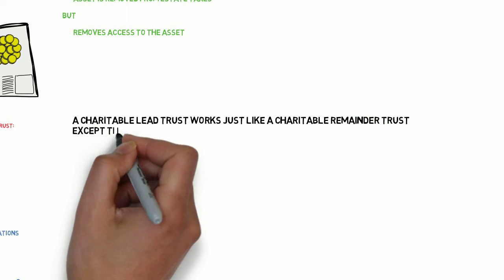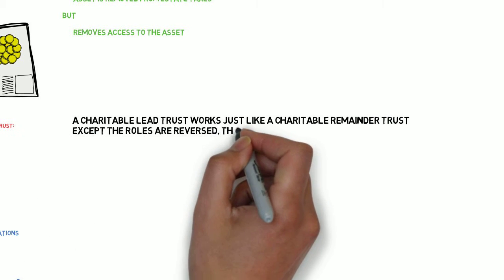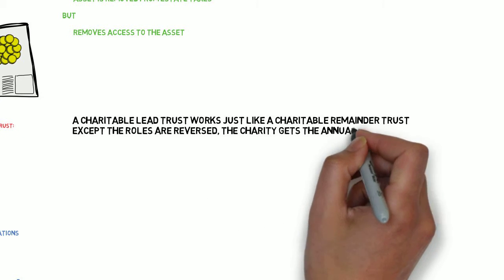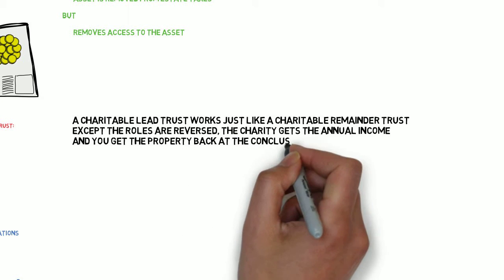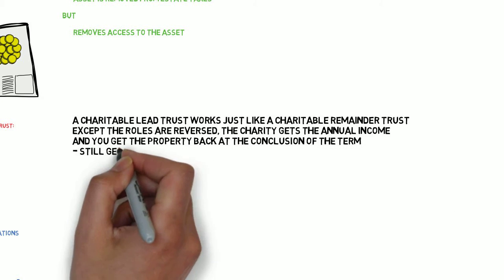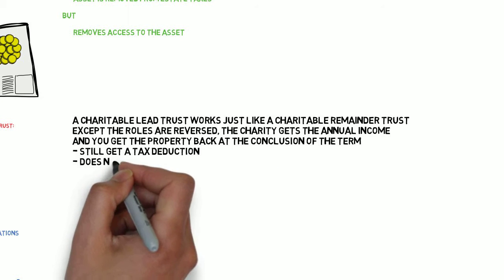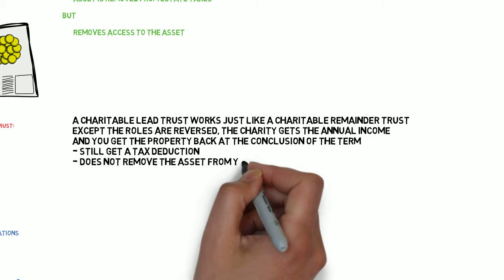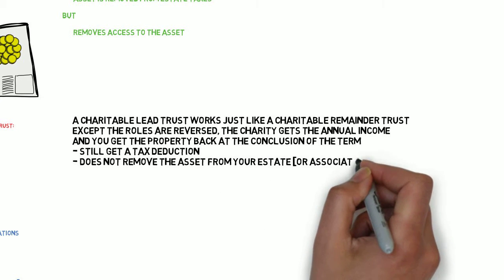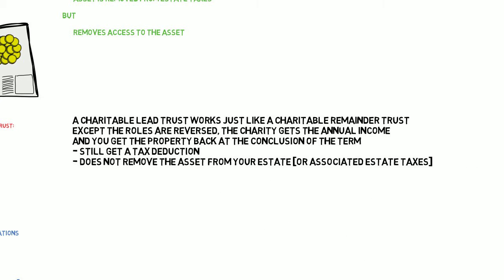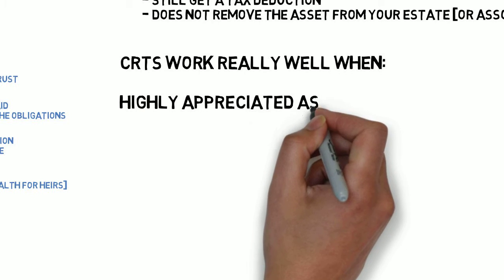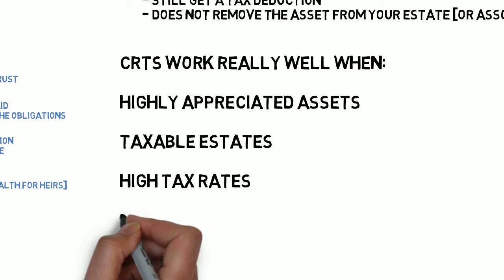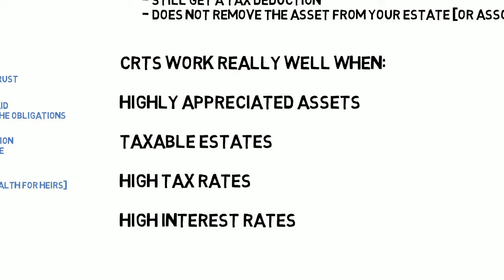A charitable lead trust works very similar to a charitable remainder trust, except the roles are reversed. The charity receives the interest payment, or the 7% payment, and the remainder goes back to Sally. She still gets the tax deduction, but it does not remove the asset from her estate or the associated estate taxes from them. Charitable remainder trusts work really well when we're dealing with highly appreciated assets, taxable estates, high tax rates for income taxes, and high interest rate periods.